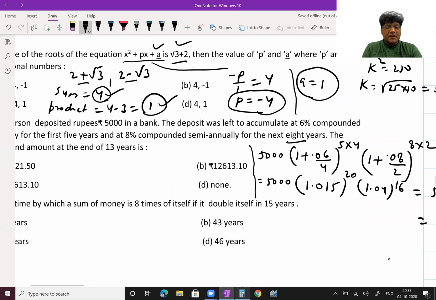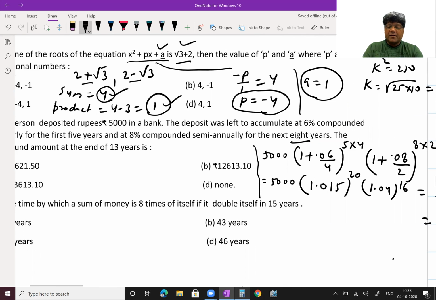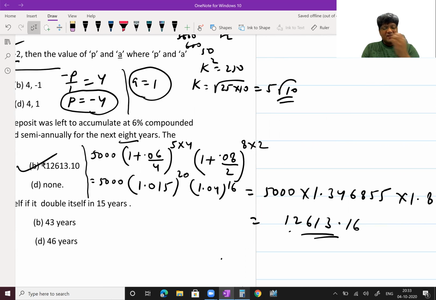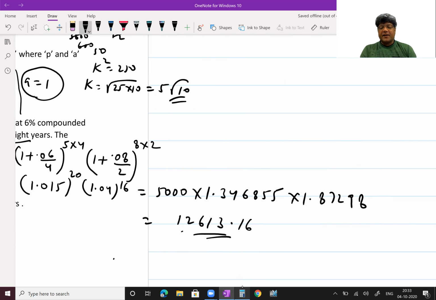And the closest answer in the book is here, 12,613.10 paise. Sir, a 0.06 paise difference is coming. That is coming because we have taken 6 digits after the decimal. Maybe they have taken 5 digits or 4 digits like that.